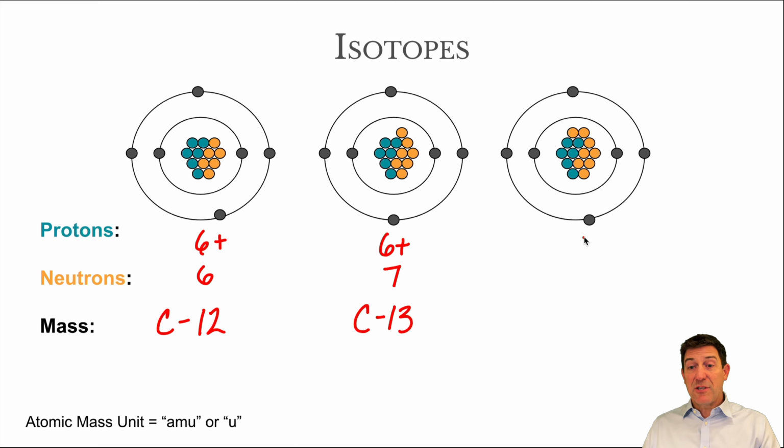Over here, again, we have 6 protons. They have a positive charge. And we have 1, 2, 3, 4, 5, 6, 7, 8 neutrons. That's a total mass of 14. This is carbon 14. Now, this does exist in nature. We're going to carry this on as we learn about radiation and radioactive decay. These are all carbon, but they're isotopes of carbon.